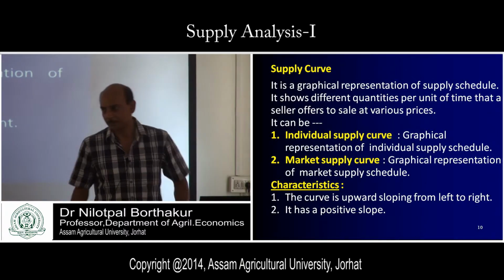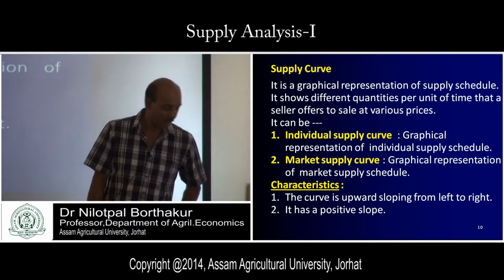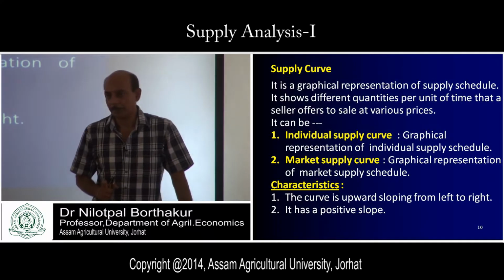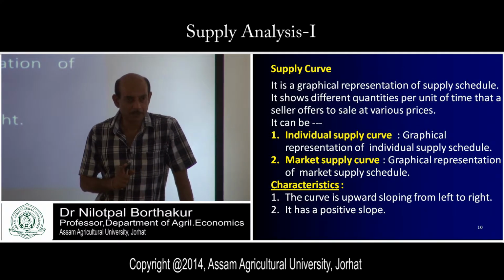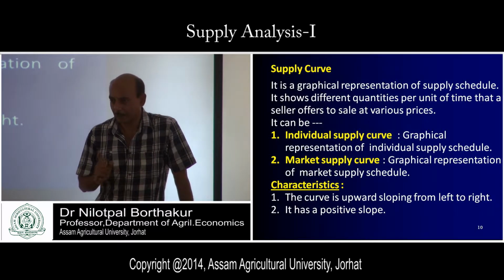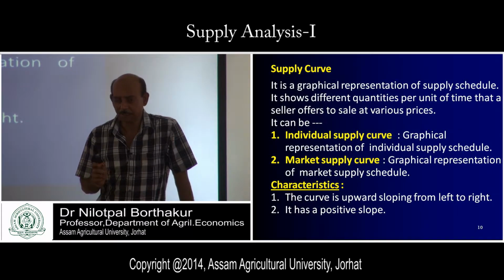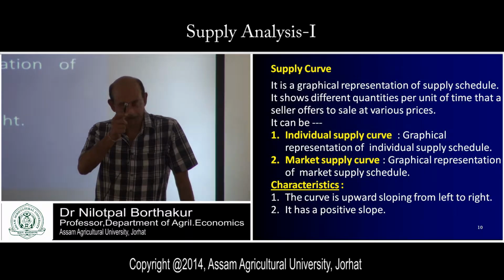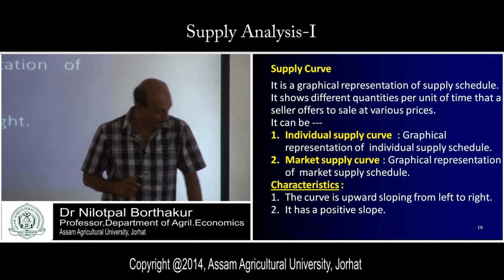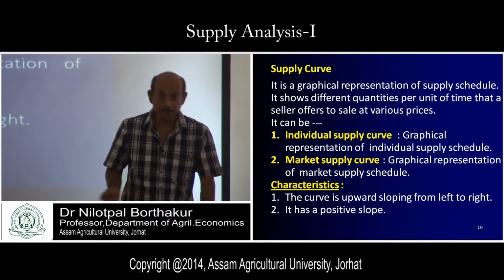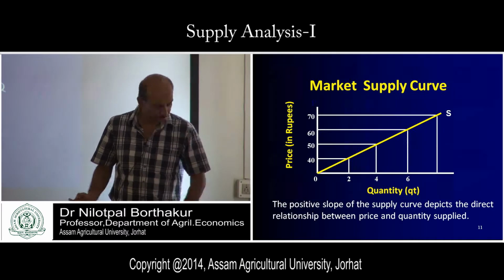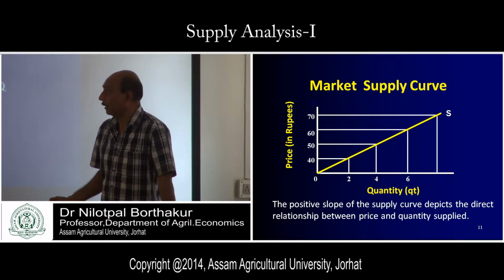So if we draw the supply curve, finally it will have a positive slope and it will be increasing from left to right. But in case of the demand curve, what we noticed, the demand curve had a negative slope because price and the quantity demanded both are inversely related, and as a result of this inverse relationship, the demand curve was sloping downward from left to right. But in case of supply, this will be increasing from left to right.